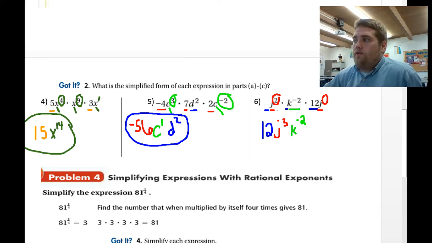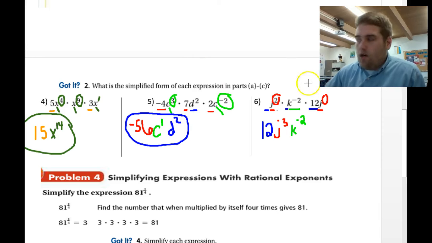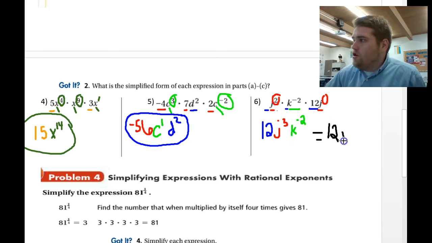Well, now the last thing we have to do is check. Do I have any negatives? Well, yeah, I do. So is 12 negative? Nope, 12 is fine by itself. Okay. Is J negative? Nope, J is just to the 3rd, so it's J to the 3rd. And then K has -2 on it. Can I have a -2? No, so I want to bring my -2 down, so it's K squared.